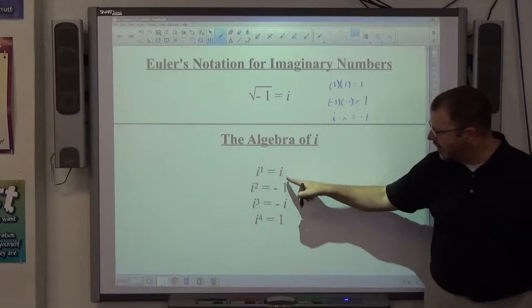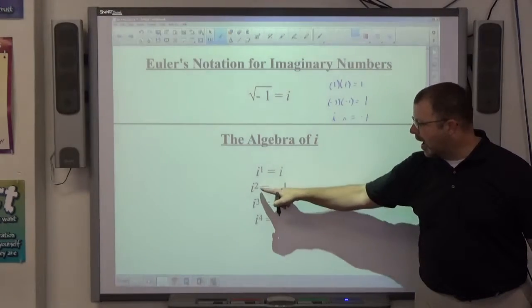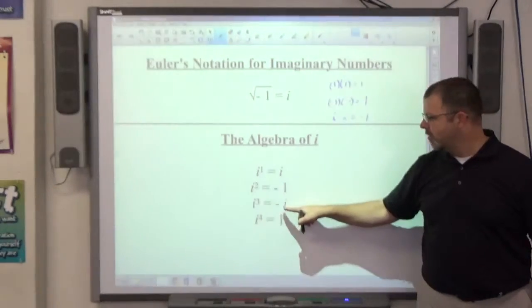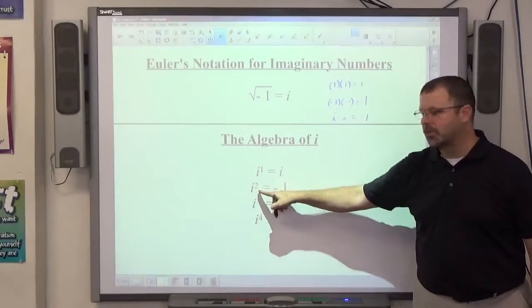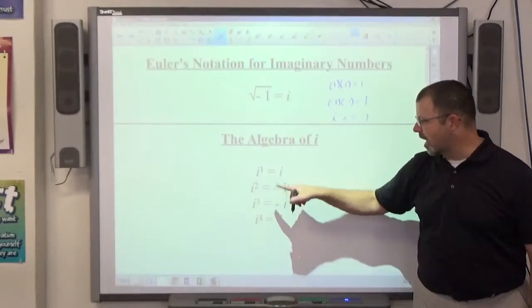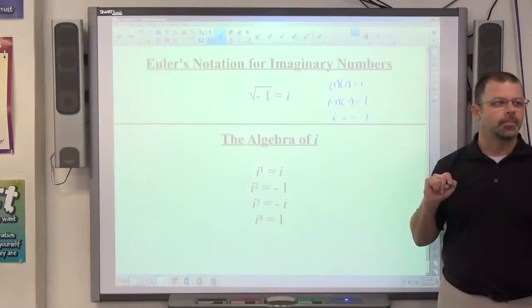All right? As you can see down here, i to the first is i, i squared is negative 1. If you do i squared times i, you're going to get negative 1 times i, which is negative i. If you do i to the fourth, which is just i squared times itself, that makes positive 1. Then i to the fifth would be i to the fourth times i, which gets back to i, and then it just repeats itself. It's a repeatable pattern.